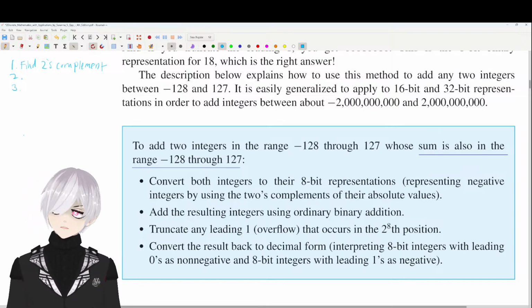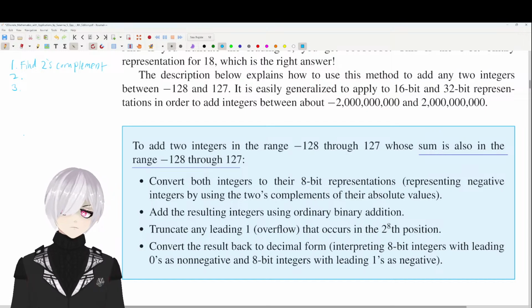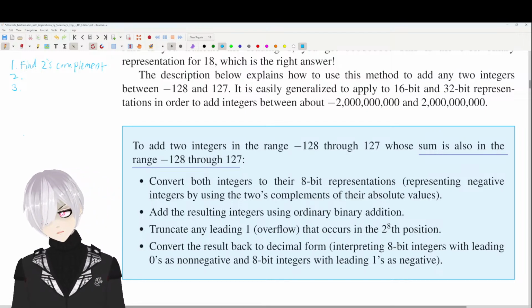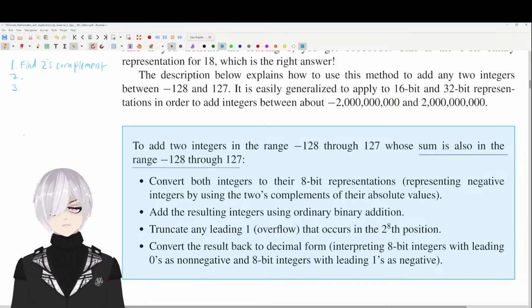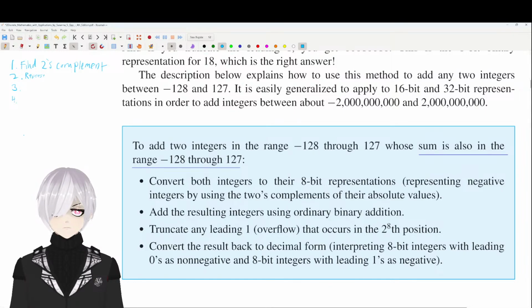So wait, what did you say after? So we found the two's complement, and then we also learned how to find two's complements, and then we learned this way of representing all the integers from negative 128 to positive 127 using 8 bits.